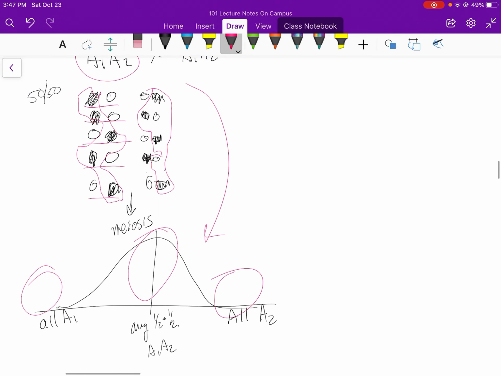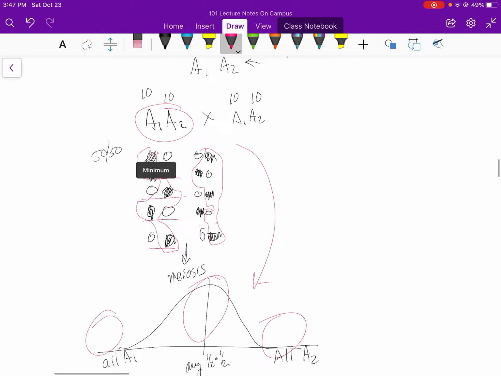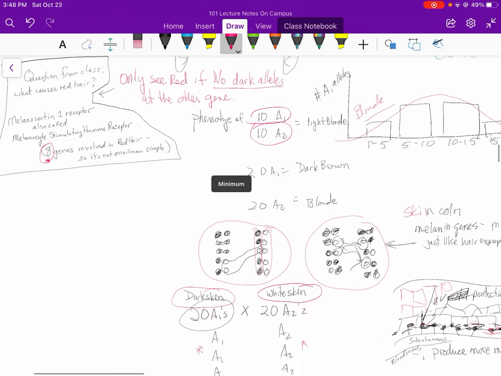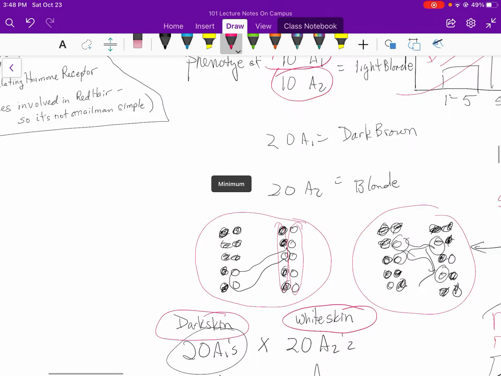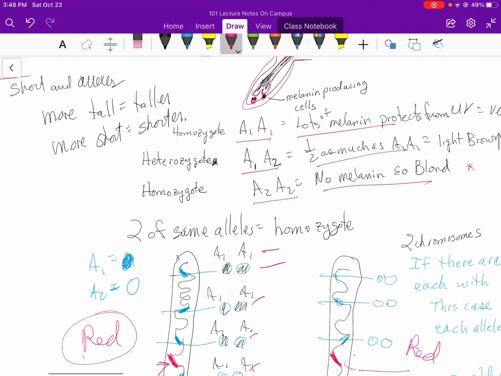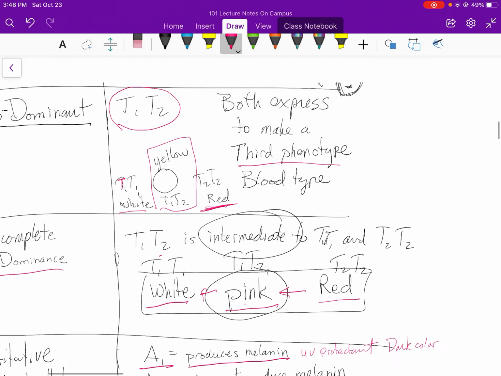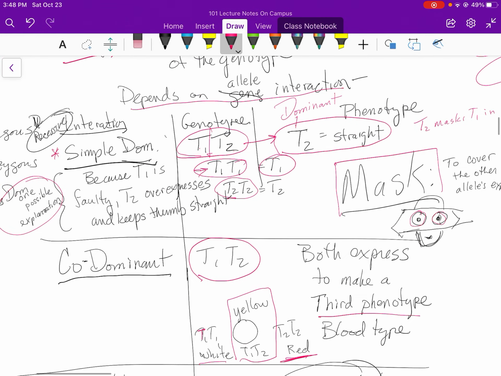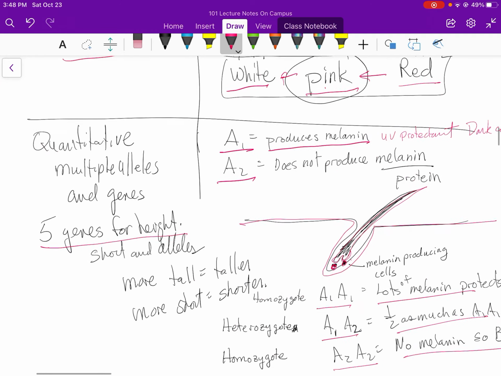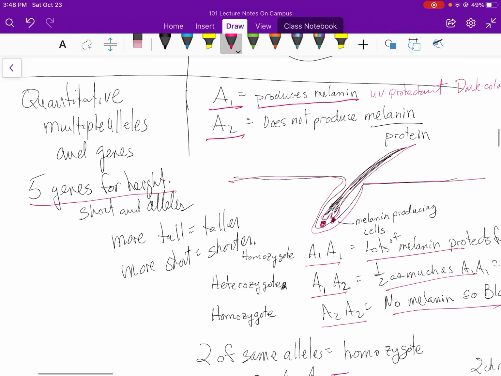Great. So I'm going to end this lecture here. Quick review. The main ideas here were the interactions of alleles, like we went from genotype to phenotype and looked at the alleles, and then we talked about simple dominance, codominance, incomplete dominance, and quantitative traits. Thanks.